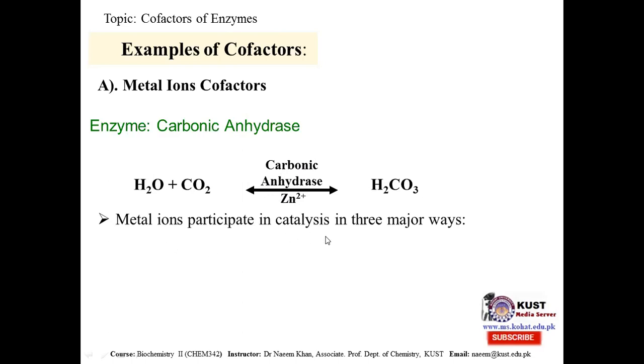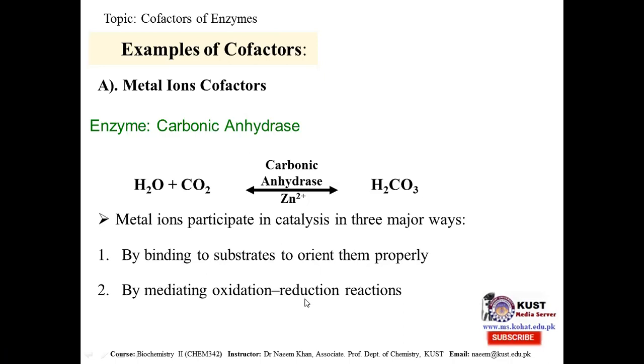Metal ions participate in catalysis in three ways. There are three possible mechanisms by which these metal ions help the enzyme catalyze the reaction. One, by binding to the substrate to orient it properly. First, they come into contact with the substrate, and the substrate is oriented in such a direction that it is properly arranged for the active site. So the active site attaches easily, and thus the catalysis of the reaction takes place.